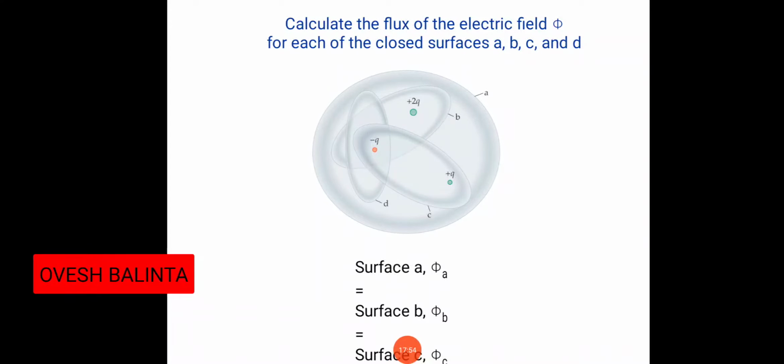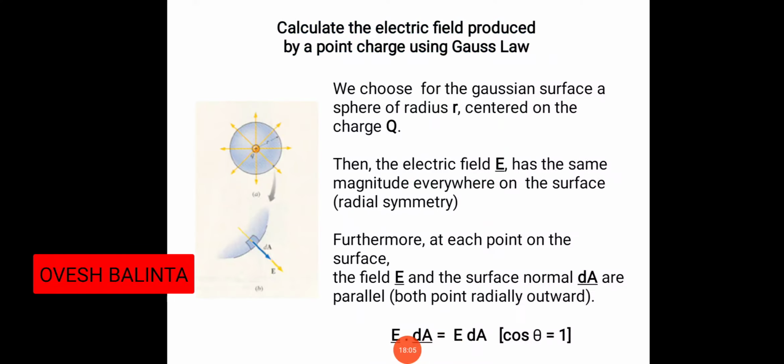What is the total flux phi? What is flux phi B? And what is flux phi C? You can first count and calculate the total enclosed charge, and then find the flux. Then calculate the electric field produced by a point charge using Gauss law.